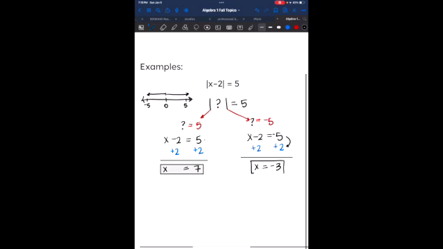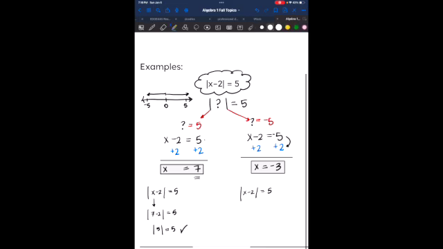Since this is an equation, you can check it, which is great news, just to make sure you didn't make any silly mistakes. As with any other equation, the way that you're going to check is by plugging it back into the original equation. Absolute value of x minus 2 equals 5. We're going to replace x with what we just found, which was 7. So absolute value of 7 minus 2 equals 5. Absolute value of 5 equals 5, which is a true statement.